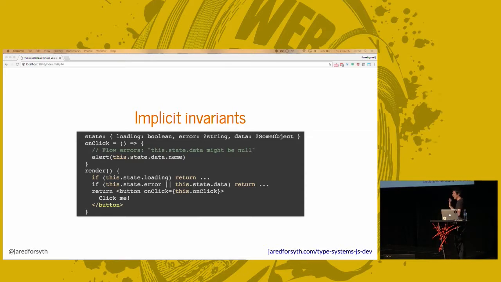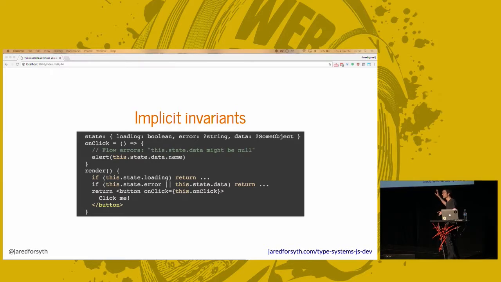And you might be thinking, I wrote this code, I know it's not going to be undefined, because the only way that onClick could be called is if the button is rendered. The only way the button gets rendered is if we have data. How hard is that? But this is an implicit invariant.